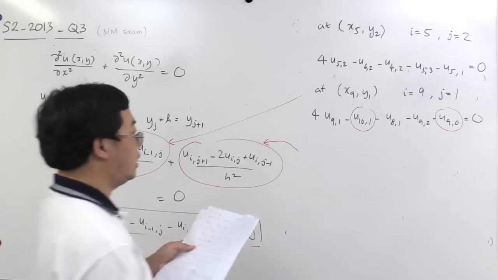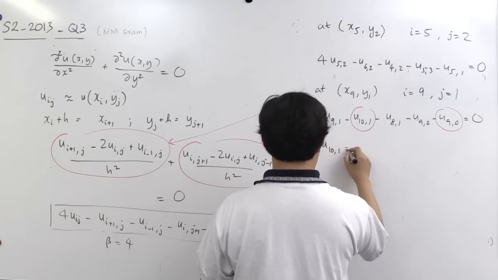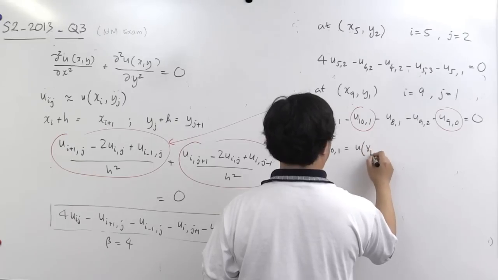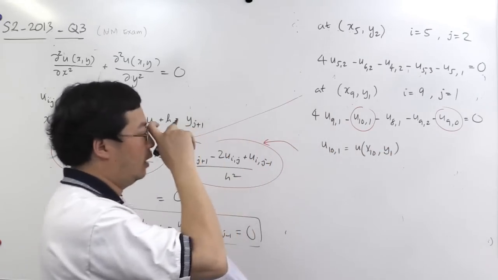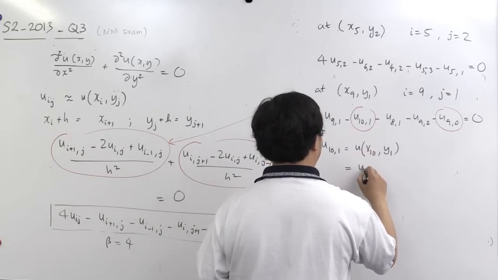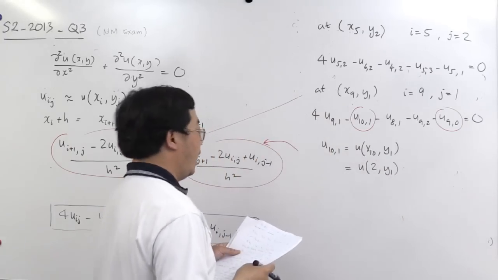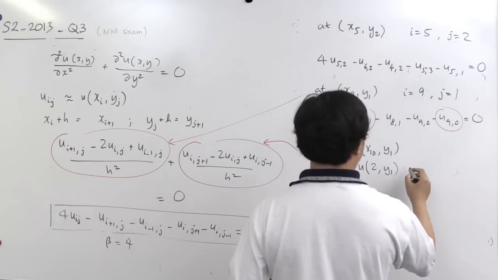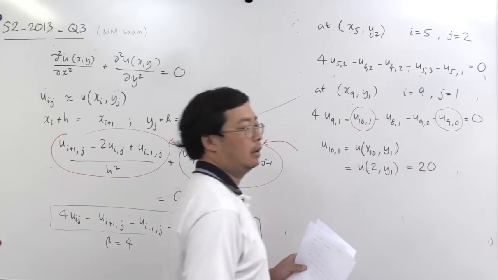So u10,1 will be u at x10, y1. x10 is the end of the x domain, so just u at 2, y1. You check the boundary condition given in the question, and this one is just equal to 20.